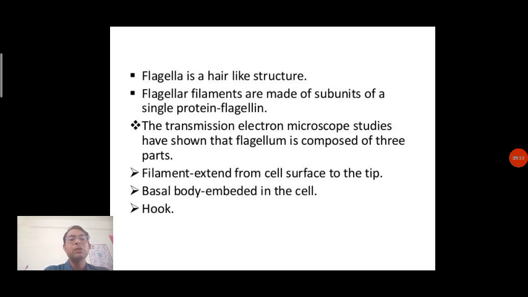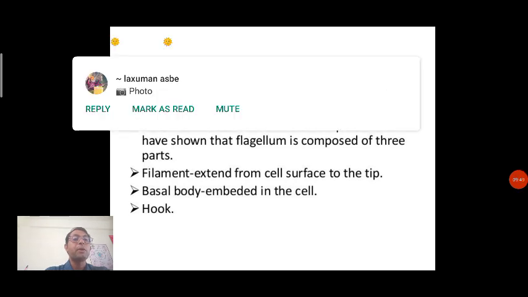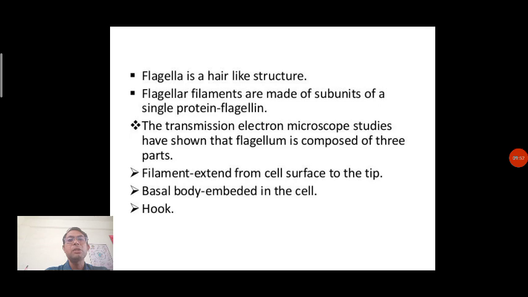Flagella are hair-like structures. The flagellar filament is made up of subunits of a single protein, flagellin. Transmission electron microscope studies have shown that a flagellum is composed of three parts: the filament extending from the cell structure, the basal body embedded in the cell, and a hook-like structure present for the attachment of the filament and the basal section. So here we stop the discussion of pili, fimbriae and flagella. Watch this video two times to understand the concept of locomotory and non-locomotory organs in bacteria.